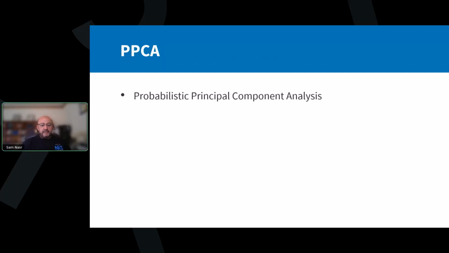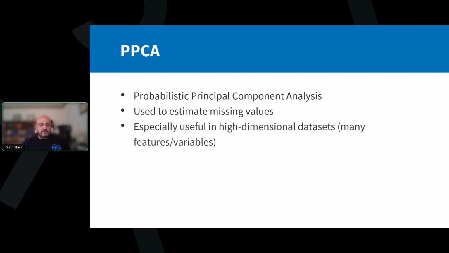So PPCA, that is probabilistic principal component analysis. Now this is very interesting and it is very math heavy, so I'm going to try to keep it as high level as much as possible, but it is used to estimate the missing values, and it's especially useful for high dimensional data sets, meaning that we have many features or variables for input that are available. And if we have many of those that are available, but we have some that are missing, this is where PPCA comes in handy.